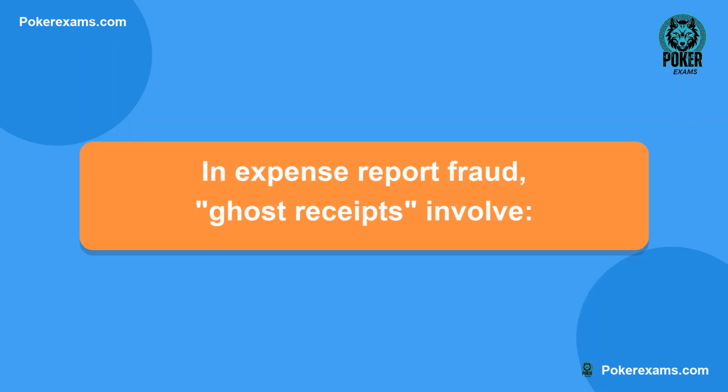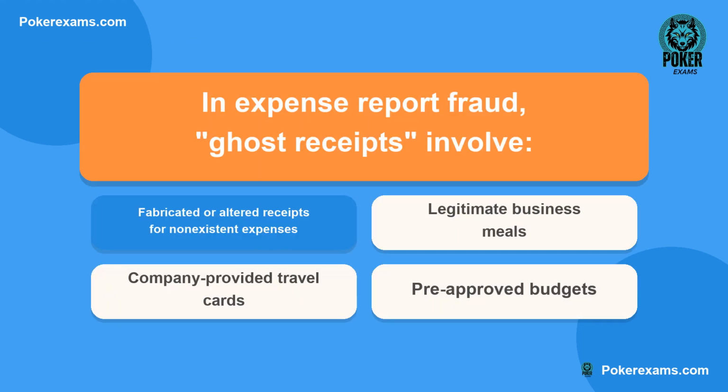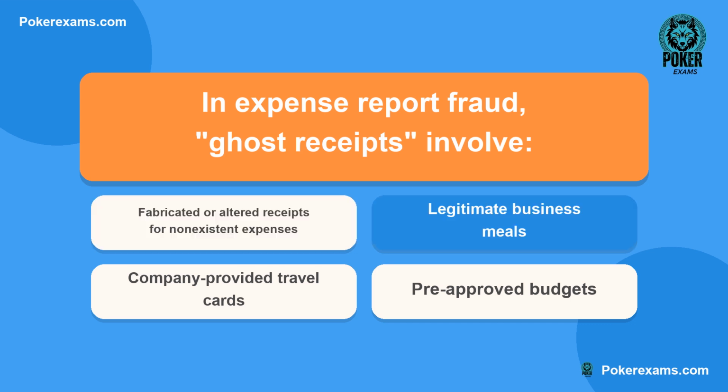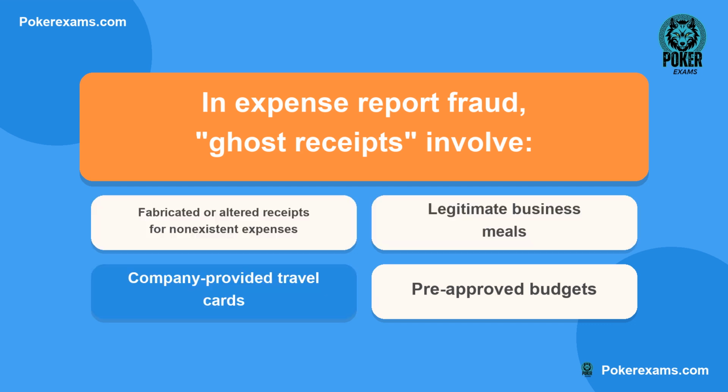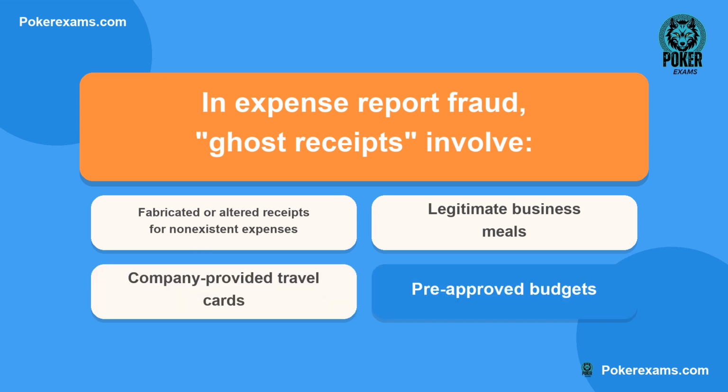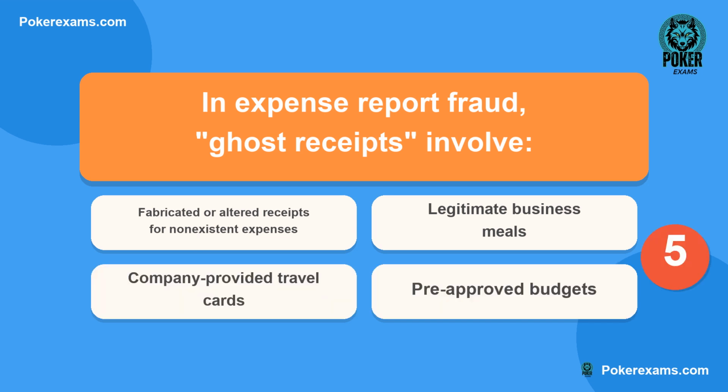Next question. In expense report fraud, ghost receipts involve. Is it A, fabricated or altered receipts for non-existent expenses? Or B, legitimate business meals? Could it be C, company-provided travel cards? Or lastly D, pre-approved budgets?